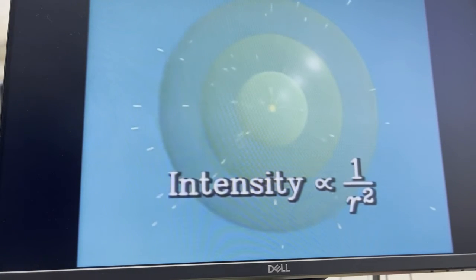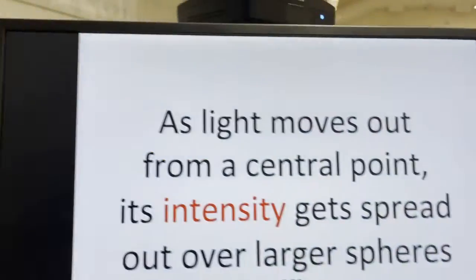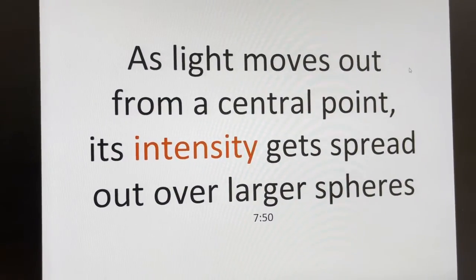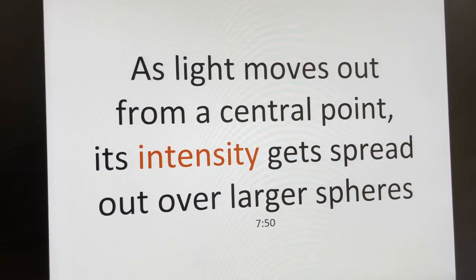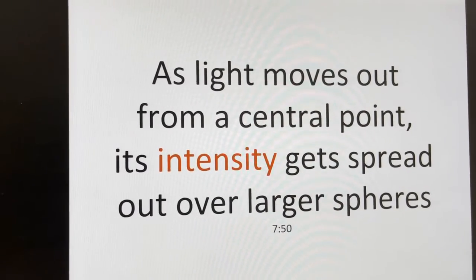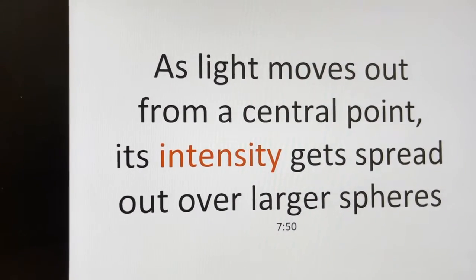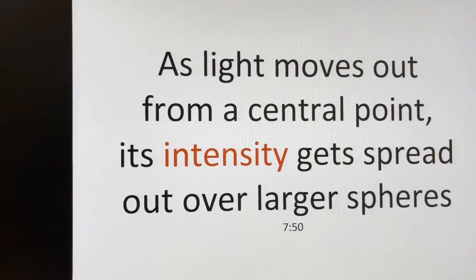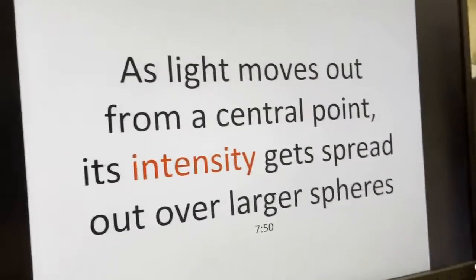Good visual. Okay, so here's our point here, that as light moves out from the sun, the farther out you get, that intensity of all the light spreads out over spheres. And the larger the sphere, the less the intensity. You want to show them how this works?